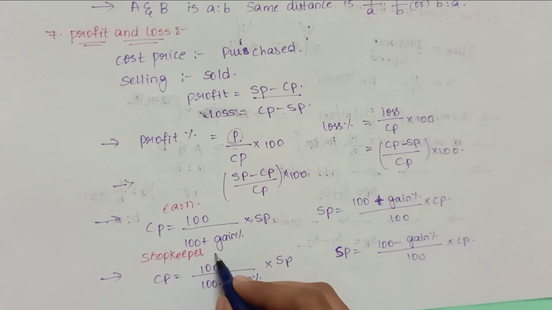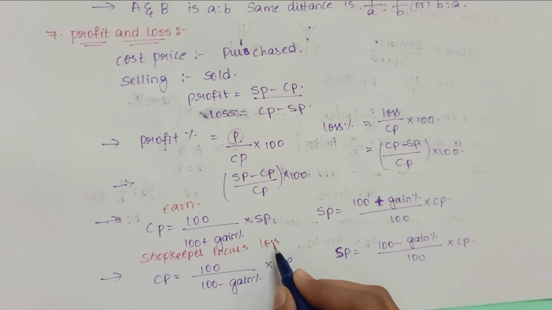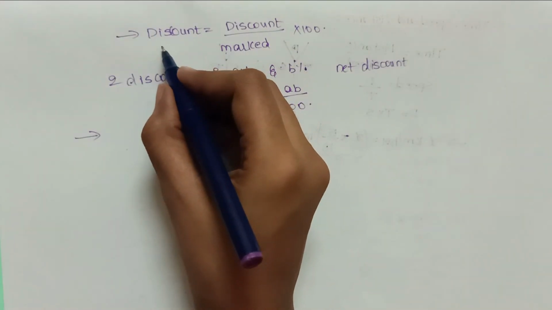When the shopkeeper incurs loss, we should use this formula: CP is equals to 100 by 100 minus loss into SP, where SP is equals to 100 minus loss by 100 into CP.